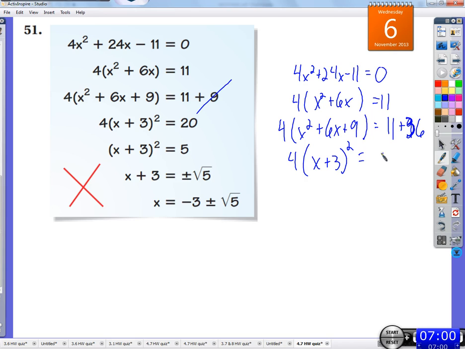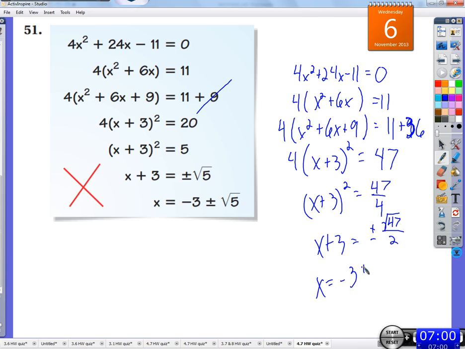So this is 47. And then we divide by 4 on both sides. X plus 3 squared equals 47 over 4. Square root of both sides, x plus 3 equals plus or minus the square root of 47 over 2, because I think the square root of 47 over the square root of 4. Square root of 4 is 2. X equals negative 3 plus or minus the square root of 47 over 2.